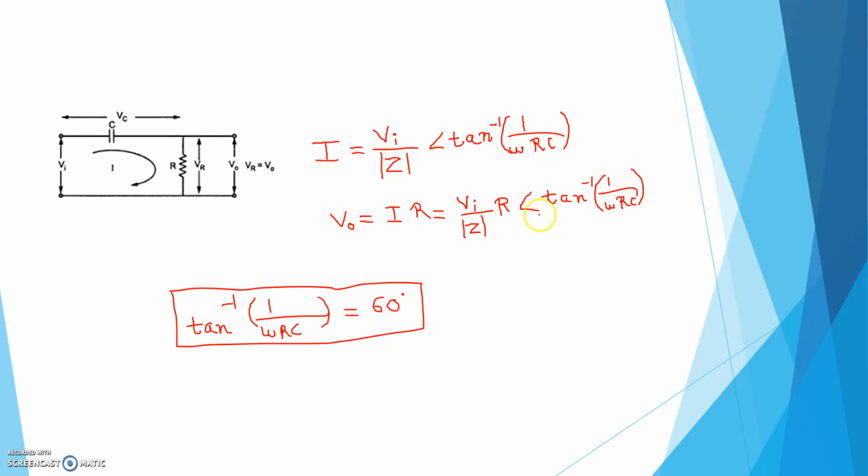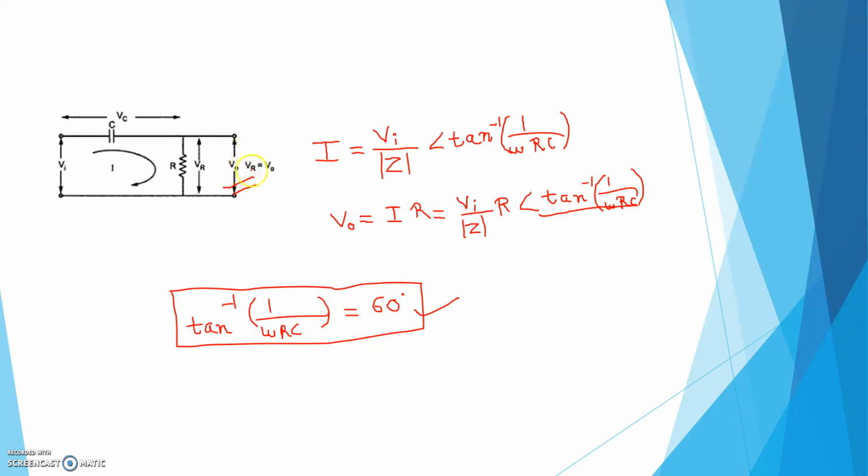So let us now assume that this is 60 degree. We can make this 60 degree easily because 1 by omega RC equal to tan 60 degree. Then we can choose omega, that is the frequency at which we want to oscillate. R we can choose properly and we can calculate the C value. So we can clearly make such a circuit for which tan inverse 1 by omega RC equals 60 degree. That means the output will be 60 degree.